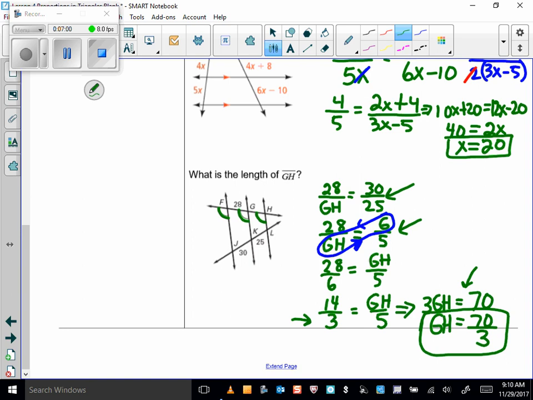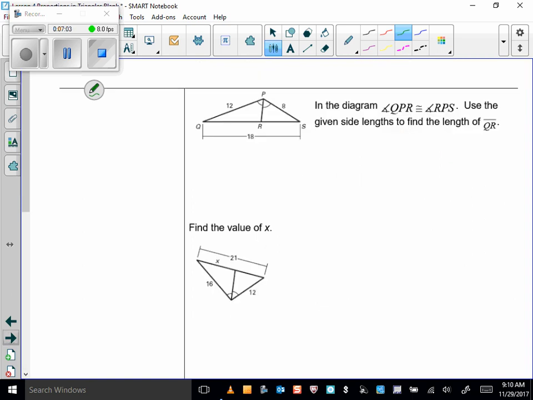Okay, so now I was going to say pause here, but this is the first one we've done using the triangle angle bisector theorem. So I'll do this one with you, and then you can do the next one by yourself. So QPR. So this angle right here is congruent to RPS. That's how we know we've got an angle bisector. So use the given side lengths to find the length of QR.